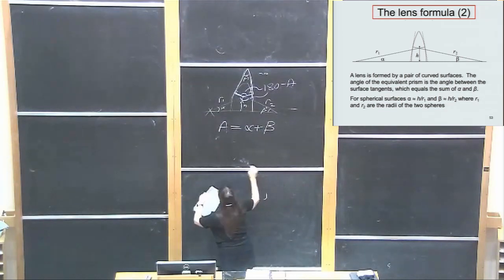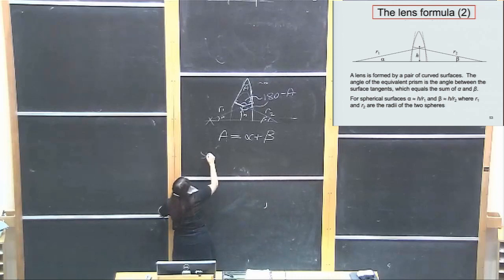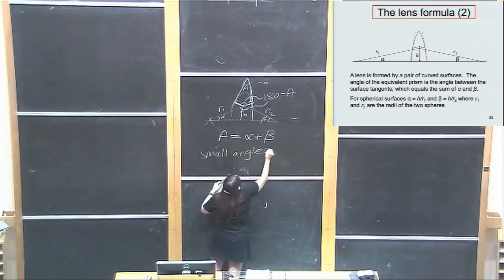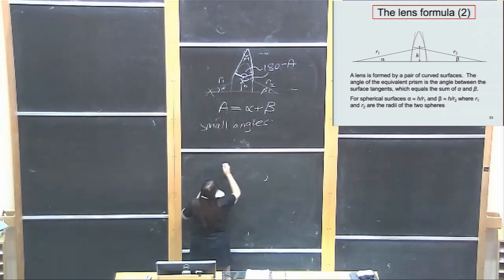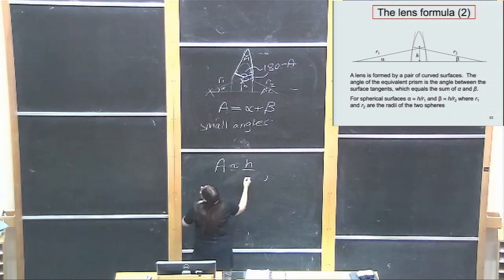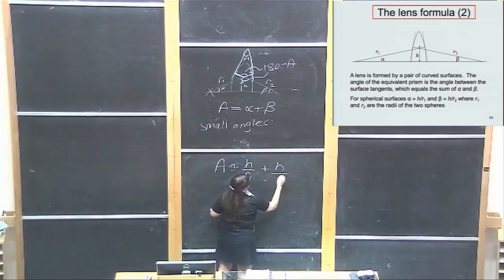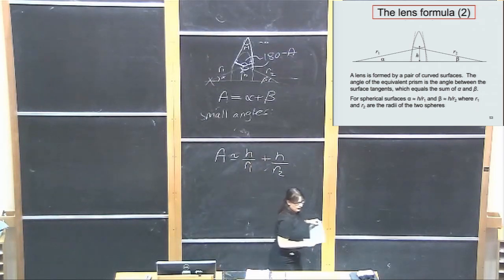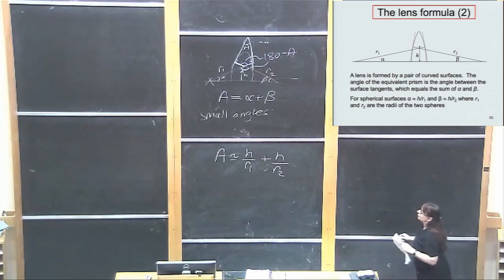And not only that, but because we're always working in the small angle approximation, we can therefore write this apex angle in terms of the radii of curvature, right? So roughly h over R1 plus h over R2, because sines are equal to tans are equal to thetas. Okay.